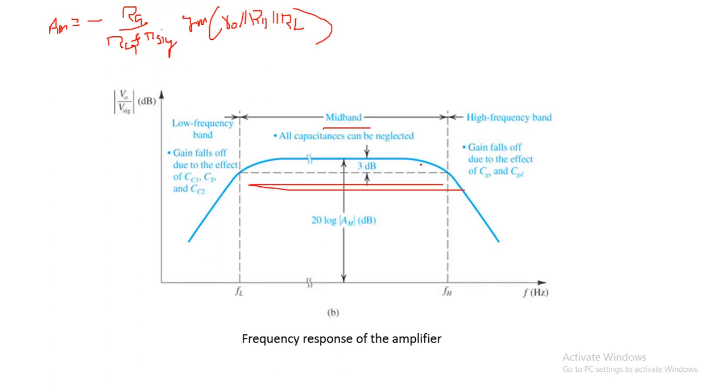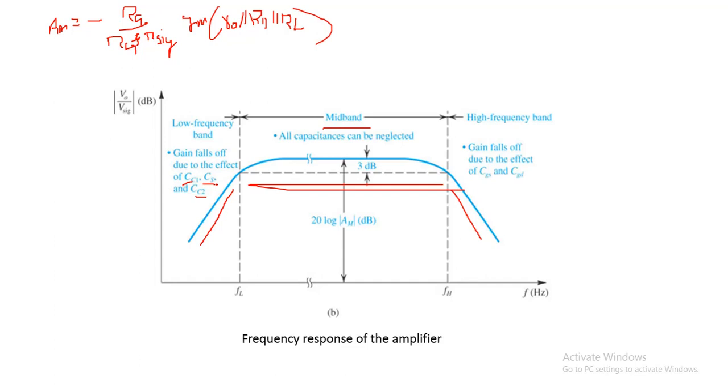Then we can see the gain falls off at signal frequencies below and above the mid-band gain. This is the mid-band gain. Below this mid-band gain, the gain falls, and above this mid band gain also the gain falls. At a higher frequency the gain falls, and at a lower frequency the gain falls. This is mainly due to the effect of the coupling capacitors CC1 and CC2 and the bypass capacitor CS.